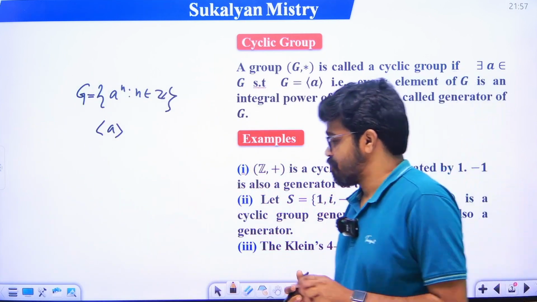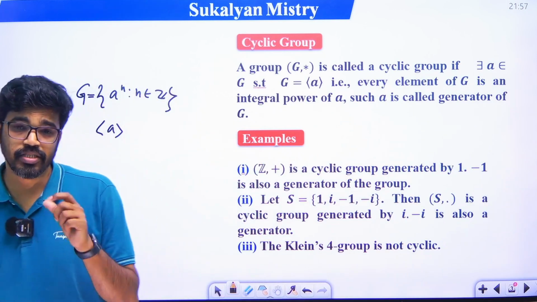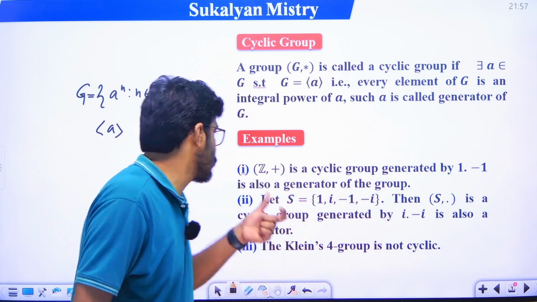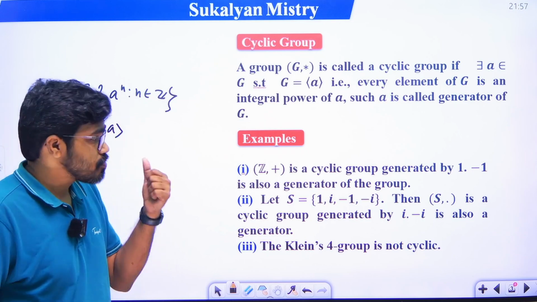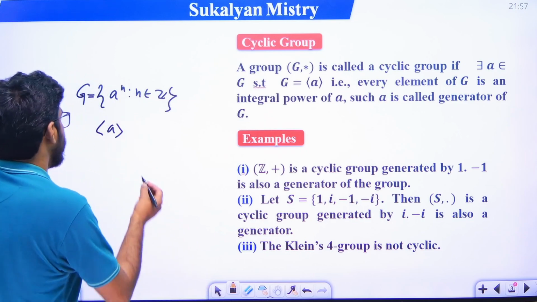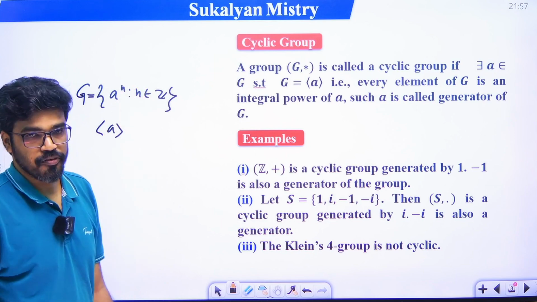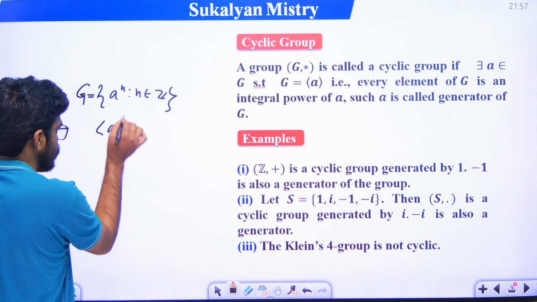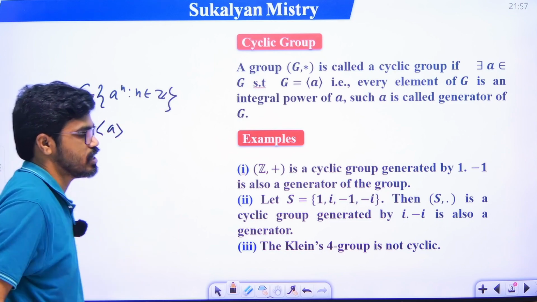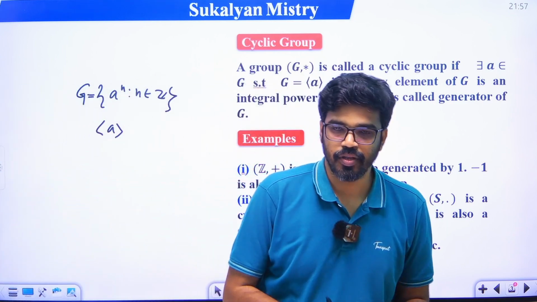Let G be a group. G is said to be a cyclic group if G can be expressed in the form G is equal to a to the power n, where n is an integer. That means every element of G is an integral power of a, and such an a is called the generator, and it is denoted by this. Okay, a is called the generator of the cyclic group, right?